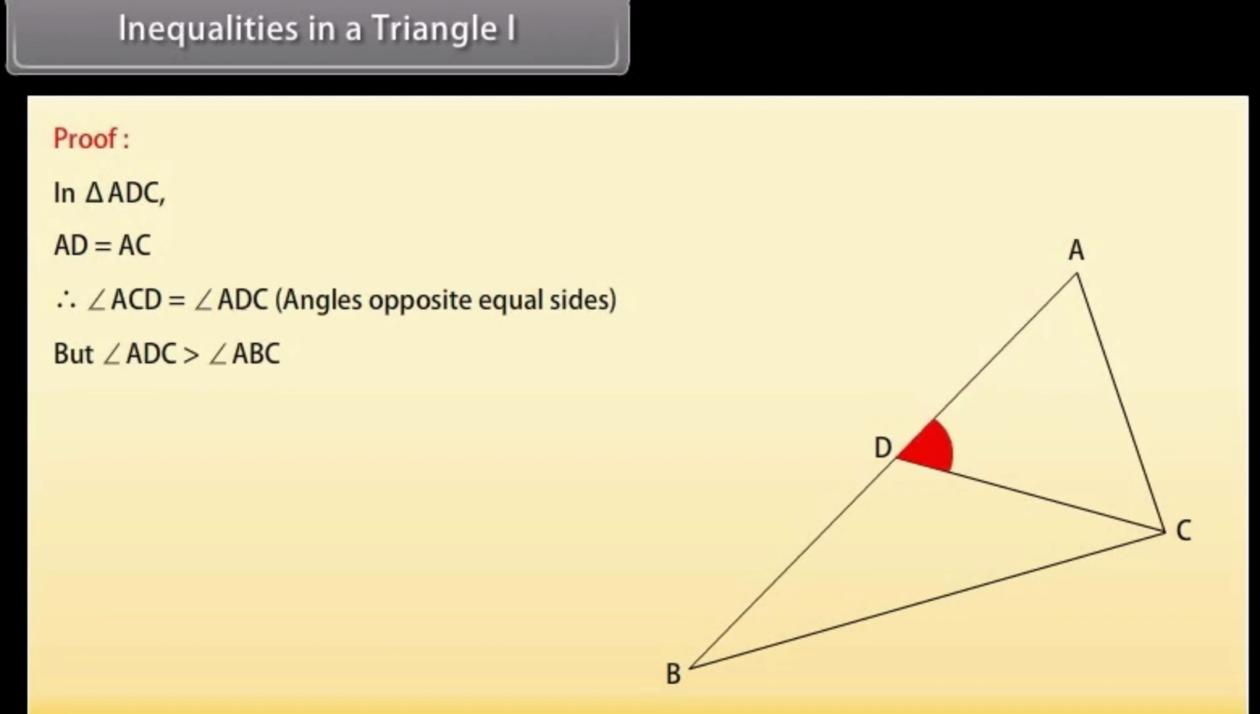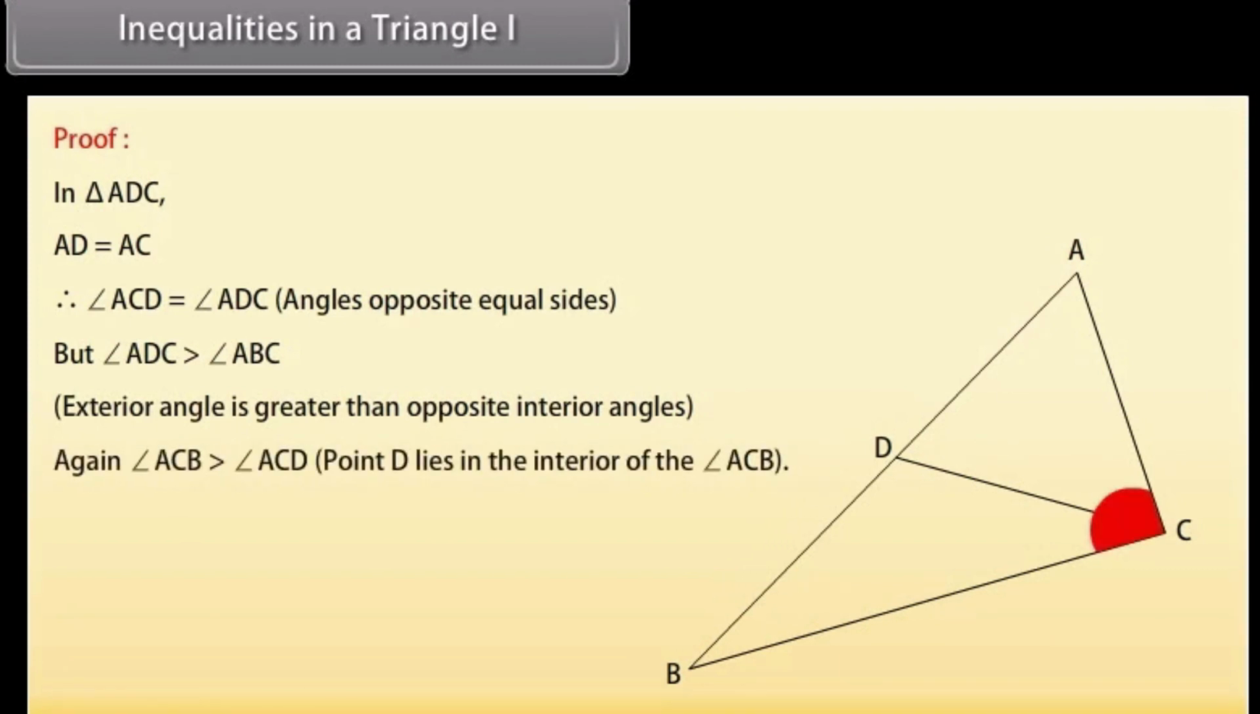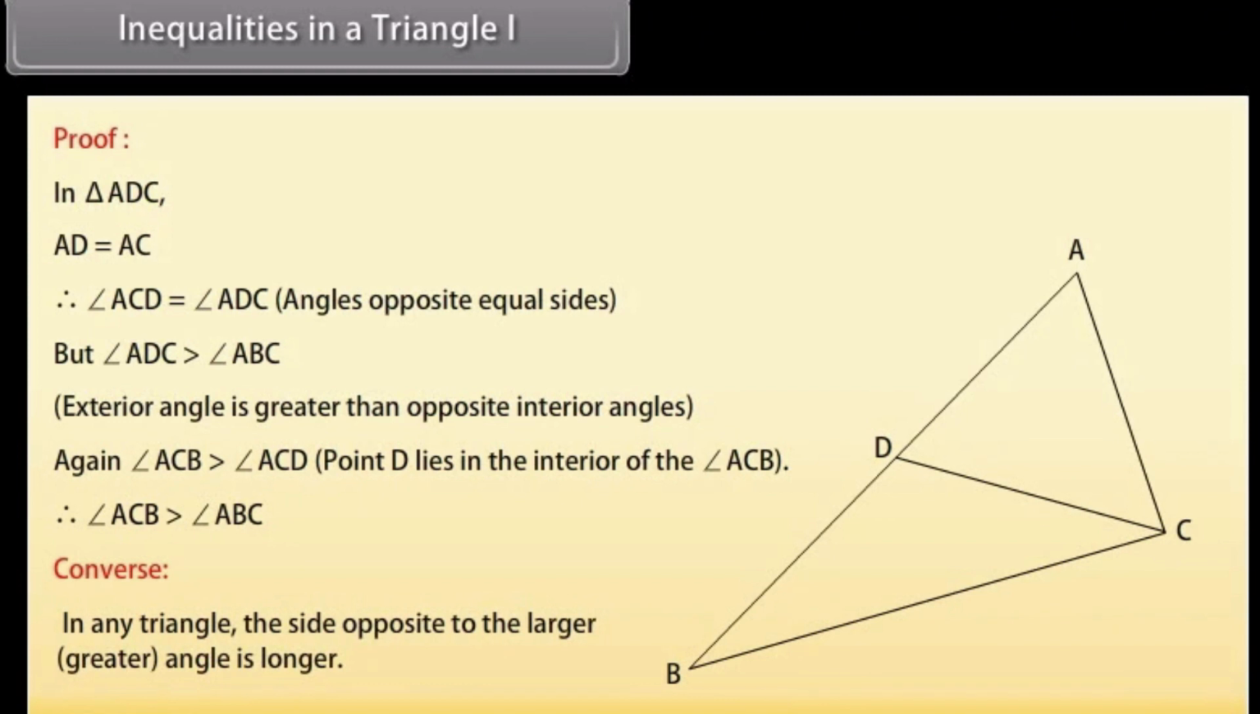But angle ADC is greater than angle ABC because an exterior angle is greater than the opposite interior angles. Again, angle ACB is greater than angle ACD because point D lies in the interior of angle ACB. Therefore, angle ACB is greater than angle ABC. The converse of this theorem is also true, which states that in any triangle, the side opposite to the larger, greater angle is longer.